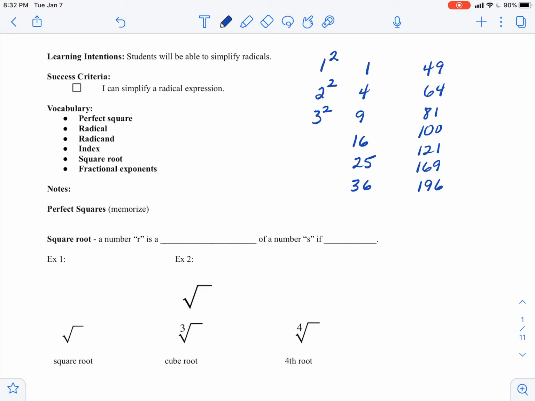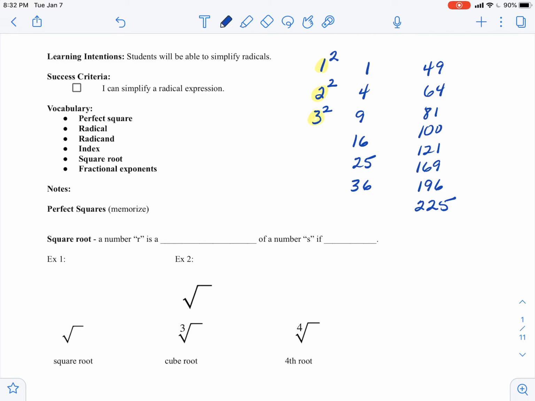I would say you need to know all the way up to 15. That would be 225, just so that you're comfortable. This is also going to help you with factoring somewhat if you know your perfect squares. Now, when I talk about the perfect squares, remember I got the number 4 by taking 2 and squaring it, the number 1 by taking 1 and squaring it, the number 9 by taking 3 and squaring it.